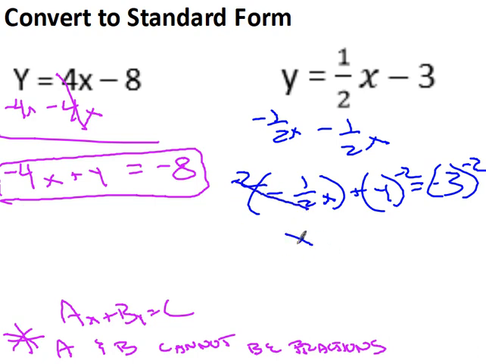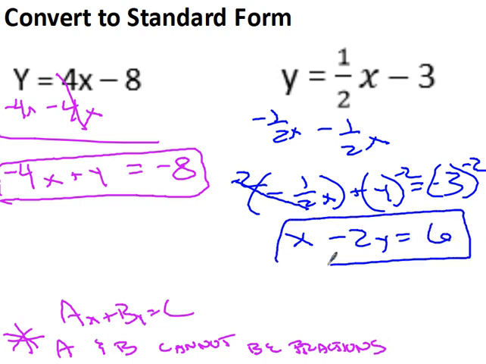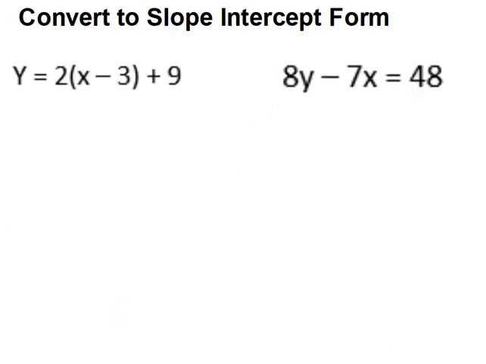Now I'm left with just x minus 2y, because negative times a positive is negative, equals positive 6. And there's my standard form of this equation. That's it. There's really nothing else to it. So for converting both ways, we always move our x term first, and then we go from there.